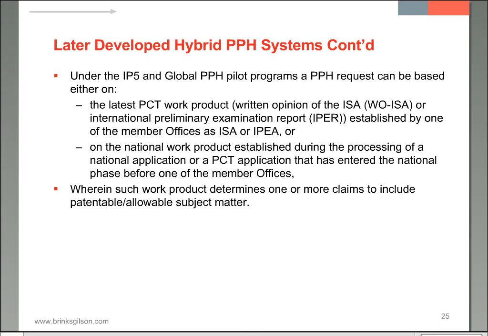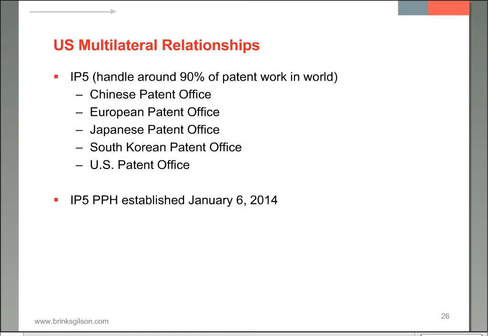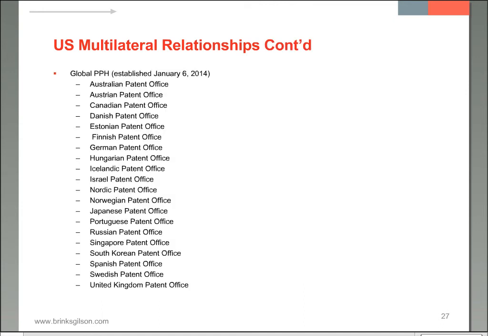Under the IP5 and Global PPH programs, allowed claims in PCTs can trigger availability of the PPH, so long as the PPH member is a search authority or an examining authority. This slide shows the members of IP5: China, EPO, Japan, South Korea, and the U.S. They handle about 90% of all patent work in the world. This slide gives you 20 members of Global PPH, not counting the U.S.